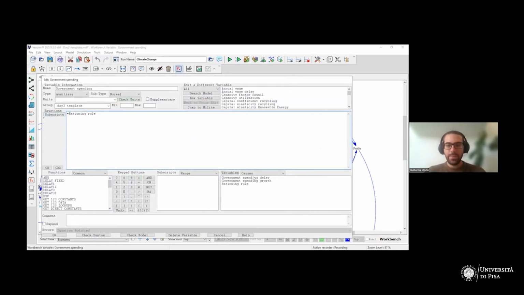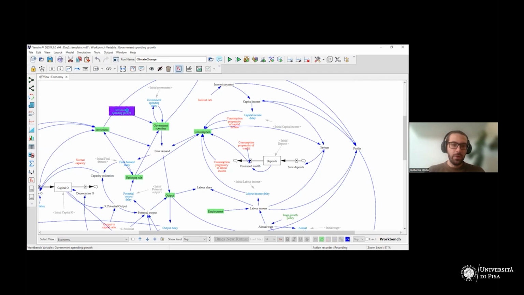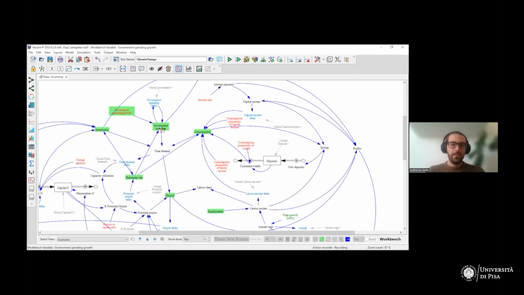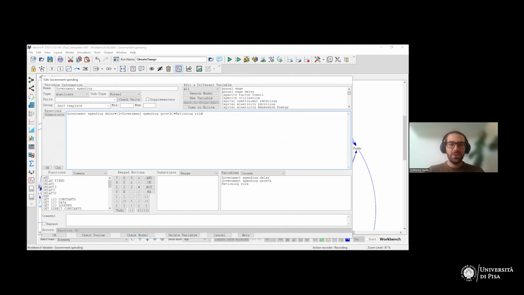So, okay, we were just connecting these variables, and now we can say, okay, government spending depends on the past value of government spending times 1 plus government spending growth. So here, if we open government spending growth, government spending is assumed to grow at a 1% rate each period. So by doing this multiplication, we are just increasing the past value of government spending 1% each period, as long as this broad output is not supply constrained.